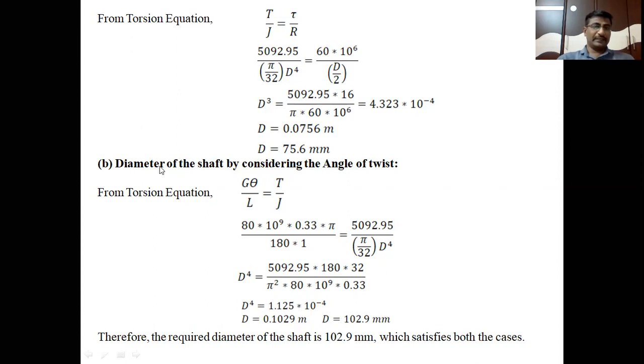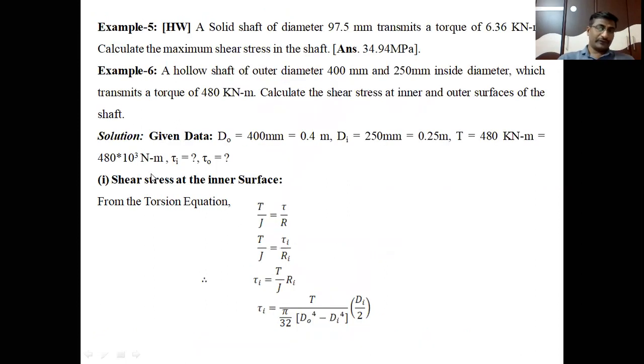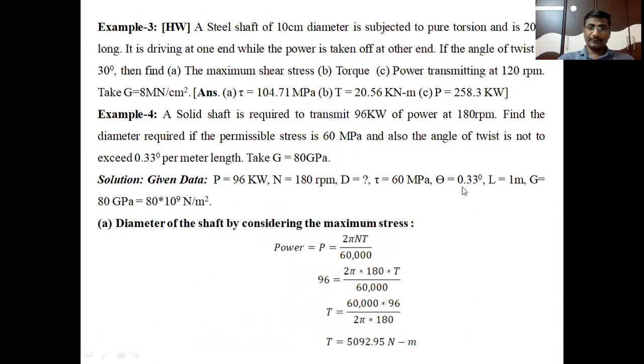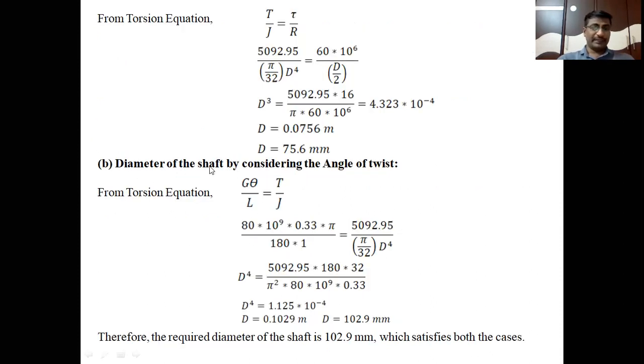Okay, next, the angle of twist is also given in the problem. Angle of twist is 0.33 degrees. So by using this angle of twist as consideration, we should find the diameter again. Diameter of the shaft by considering the angle of twist. From the torsion equation again, G theta by L is equal to T by J. This is the another two parameters from the torsion equation.